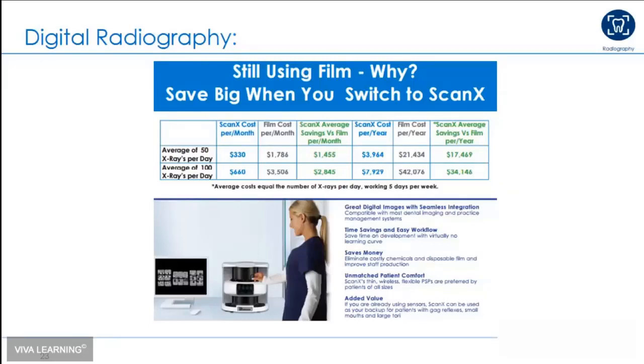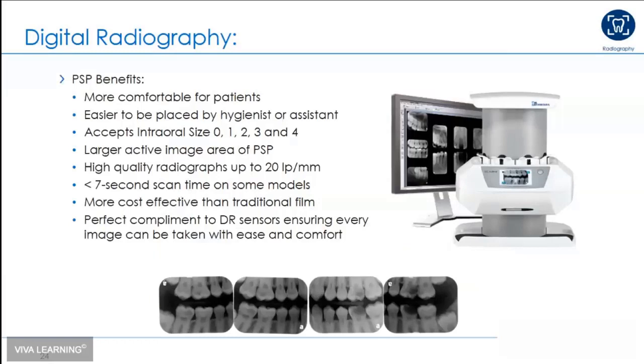So you're saving about $1,500 a month, almost $4,000 a year. This is very, very economical to work with. So you save time, you save money, you get unmatched patient comfort, and you have the ability to see your films very quick. So just to reiterate, why do I like phosphor plate? It's more comfortable for the patient. Remember what I said before? Faster, easier, better. Better for me, the dentist, but better for my patient, who is the ultimate end user.